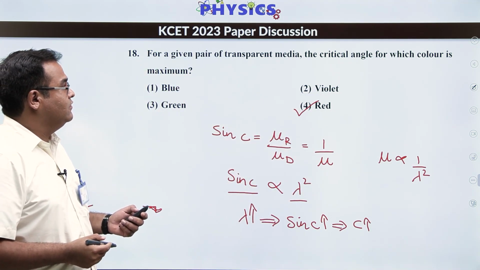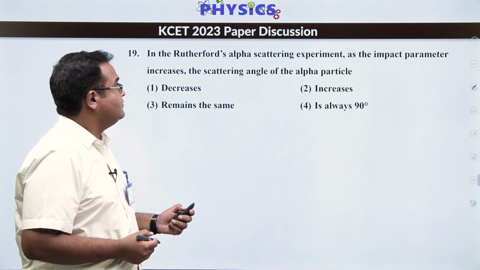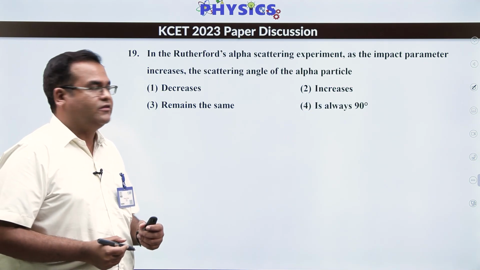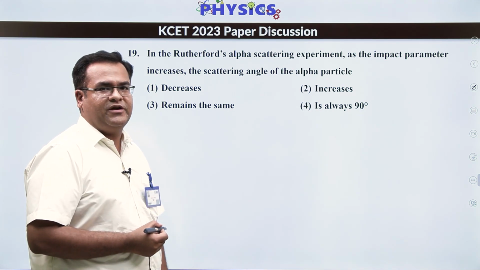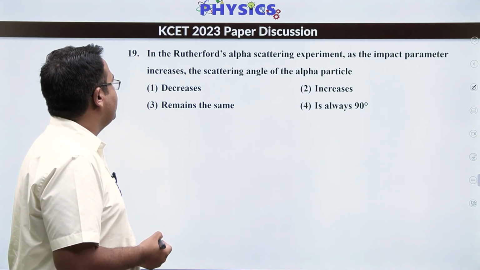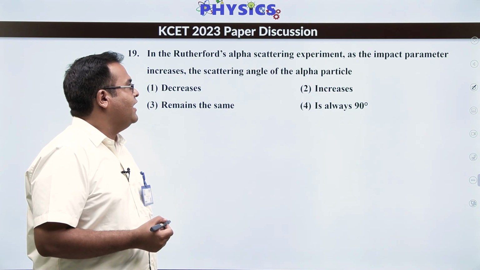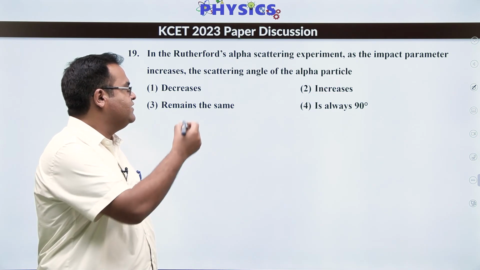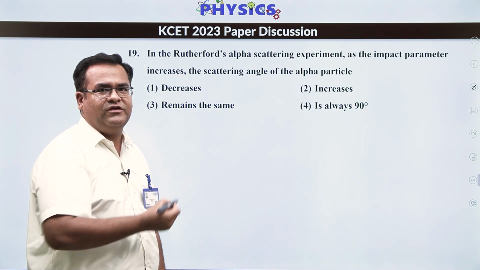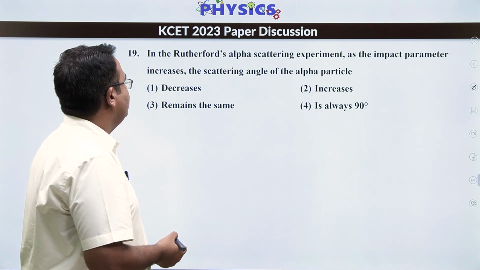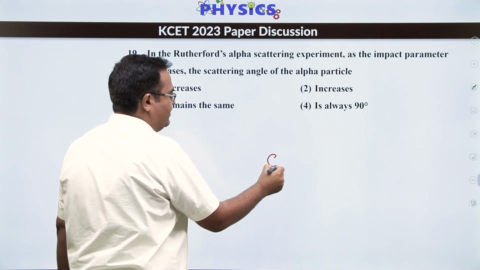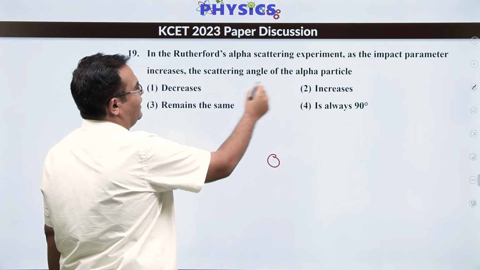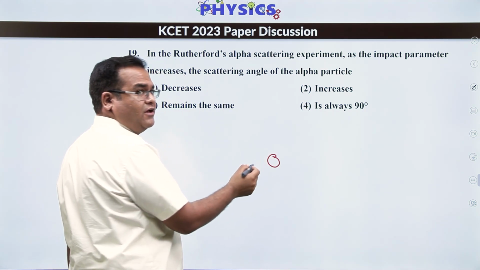Let's move to the next question. Question number 19th. It says that in the Rutherford's alpha scattering experiment, as the impact parameter increases, the scattering angle of the alpha particle, whether it decreases, increases, remains same or is always 90. Now, if you see, the impact parameter is the perpendicular distance from the nucleus, and scattering angle is the angle by which alpha particle will scatter.